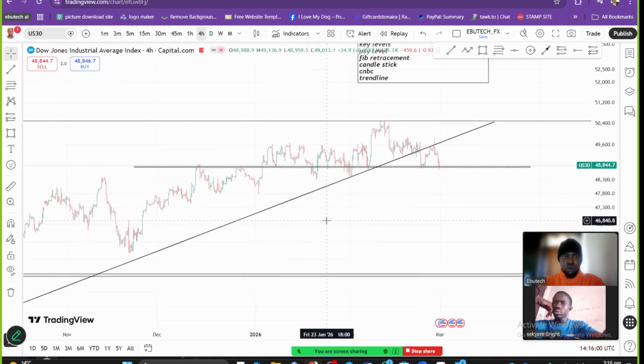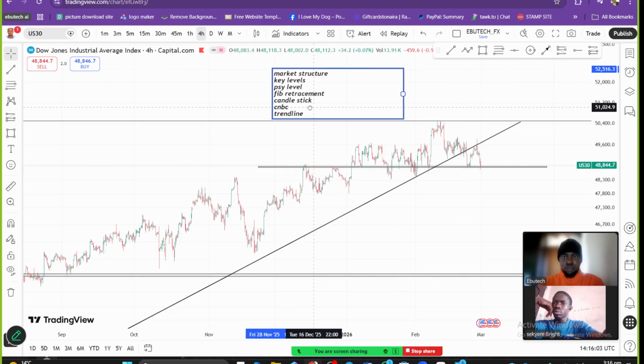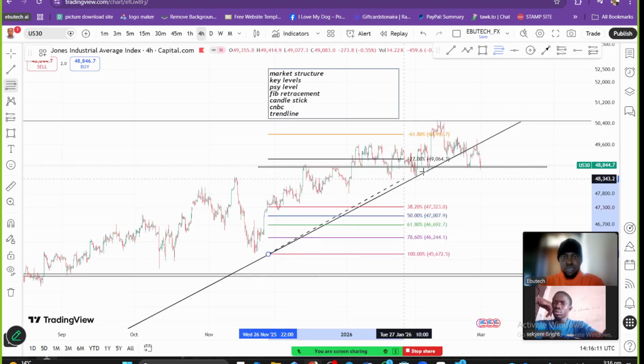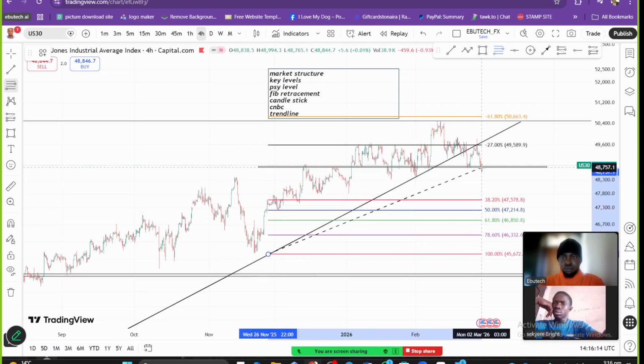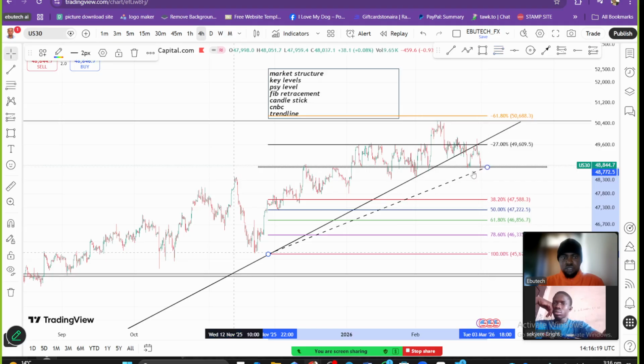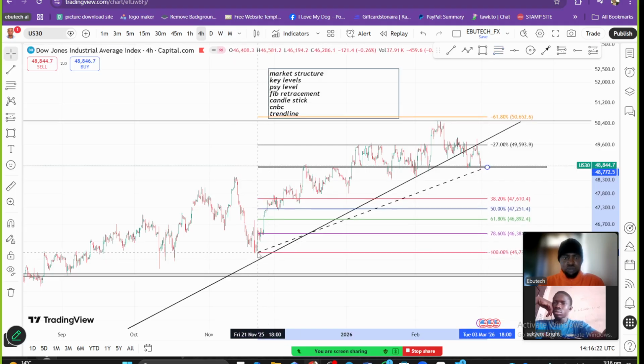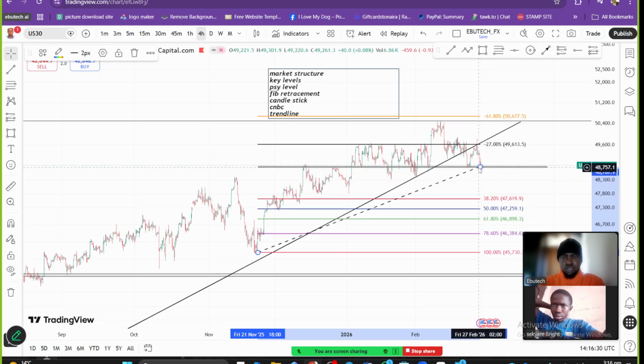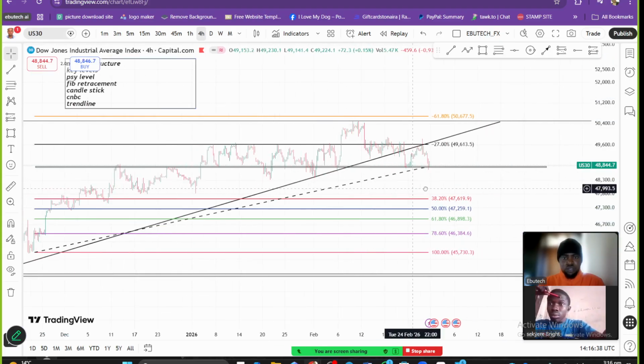So now I will use my fib level. I'll use my fib level and check where the market reacted, dragging it to this place to see where the market reacted. You see where we are now expecting the market. This is where the market closed, at 48,844, right?